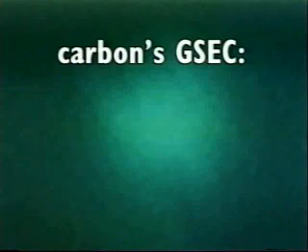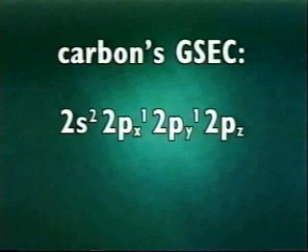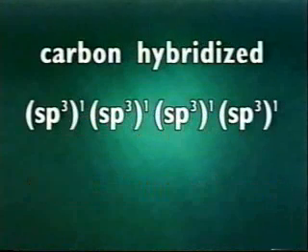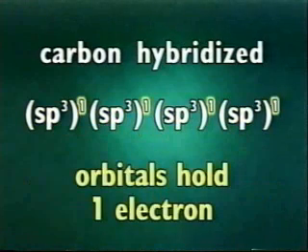Carbon's normal ground state valence electron configuration is 2s2, 2px1, 2py1, 2pz1, for a total of 4 outer valence electrons. We just showed you how carbon is hybridized to form 4 sp3 orbitals, which hold 1 electron each.